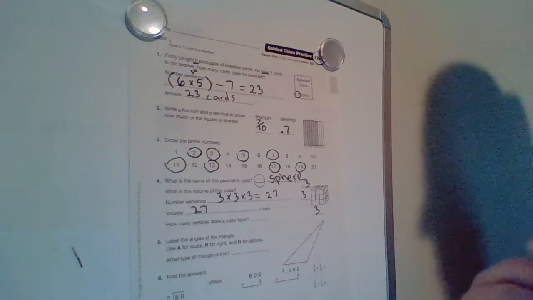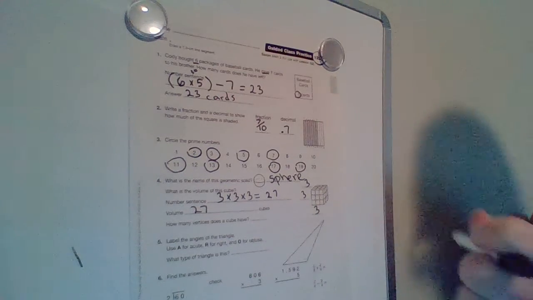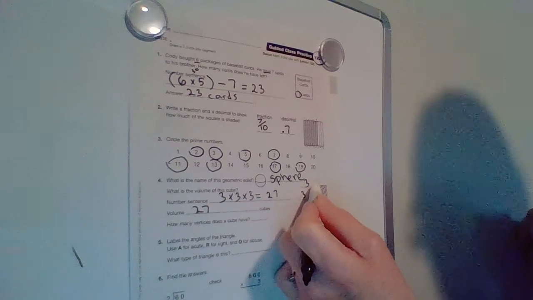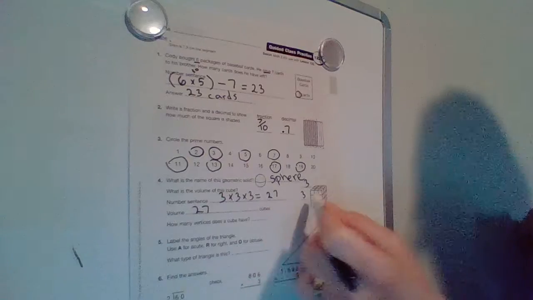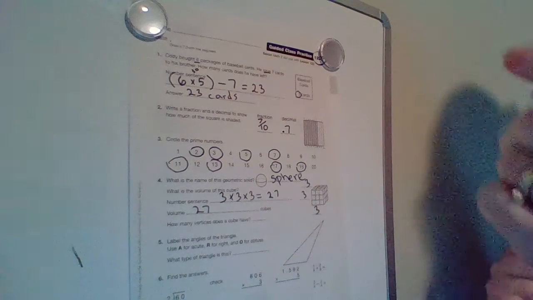Okay, how many vertices? Vertices are the corners, okay, the corners. So how many vertices does this have? Well, you know that a cube has 1, 2, 3, 4 in the front, so there has to be 4 in the back, so that would make 8.